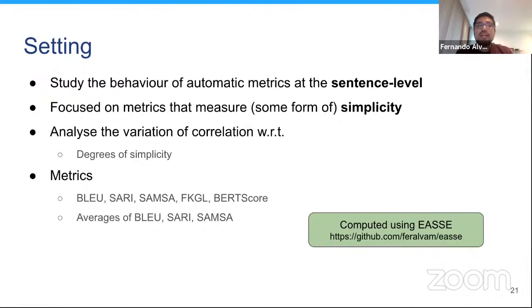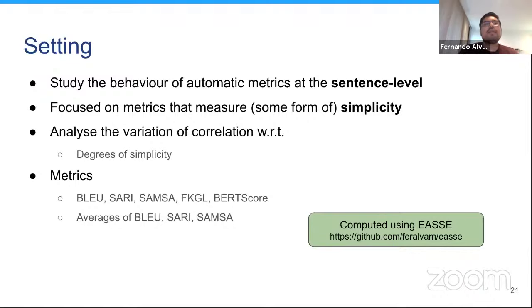Which metrics are we evaluating? BLEU, SARI, SAMSA, Flesch reading grade level, and BERTScore, and also the average of BLEU, SARI, and SAMSA. BERTScore, for those who are not familiar with it, is a metric that was recently introduced. I don't remember if it was this year or the end of last year. Basically, it computes the similarity between the system output and the references, and the similarity is computed using BERT context-based vectors.